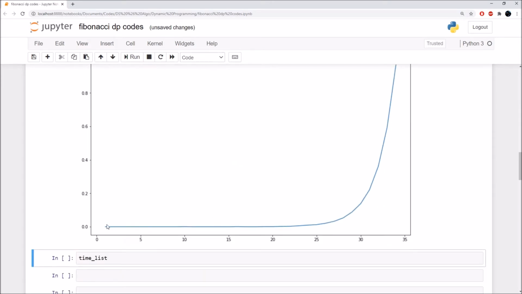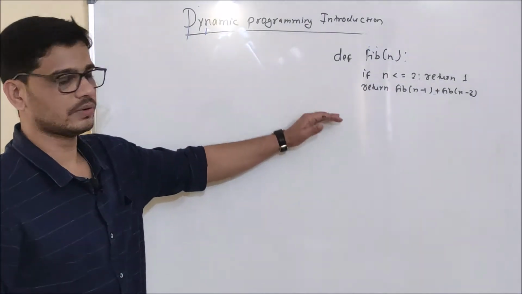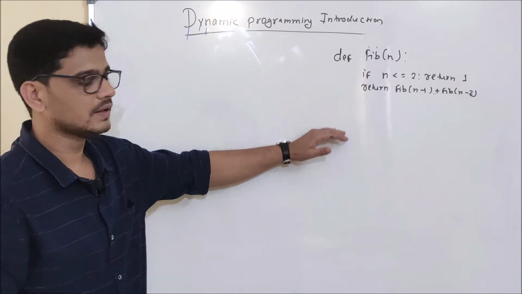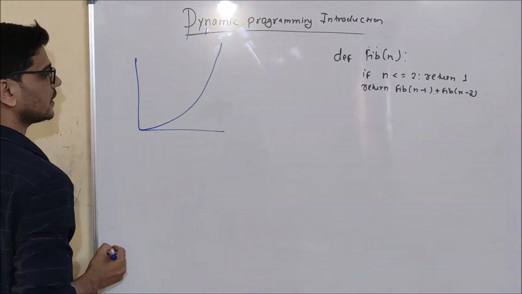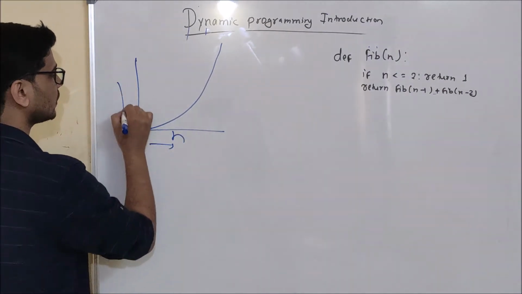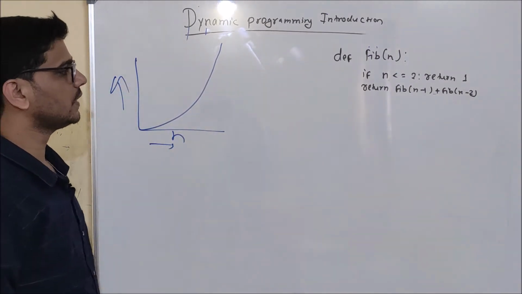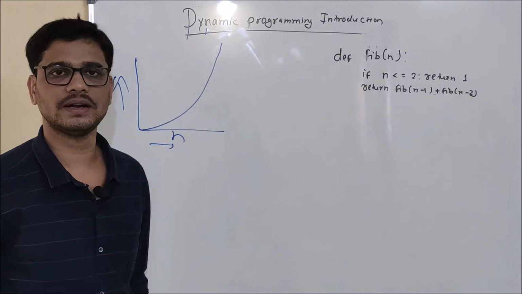So as you can see, it is exponential. When we executed this program on a laptop, we found that as n is increasing, execution time is increasing exponentially. Okay? Now we are going to derive the same thing mathematically.